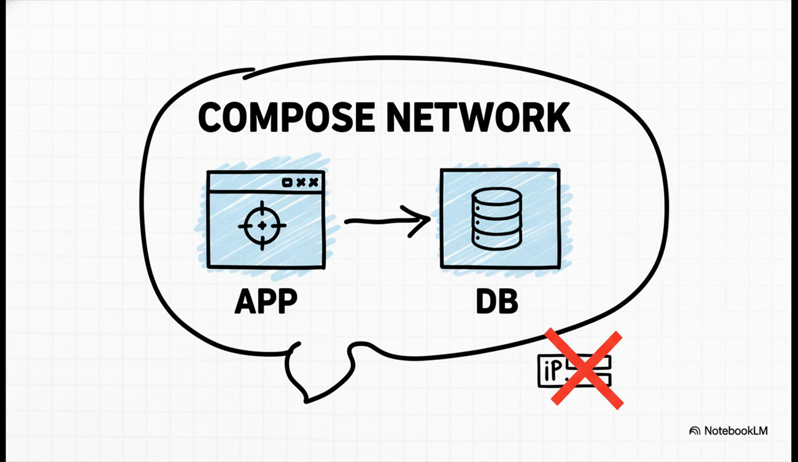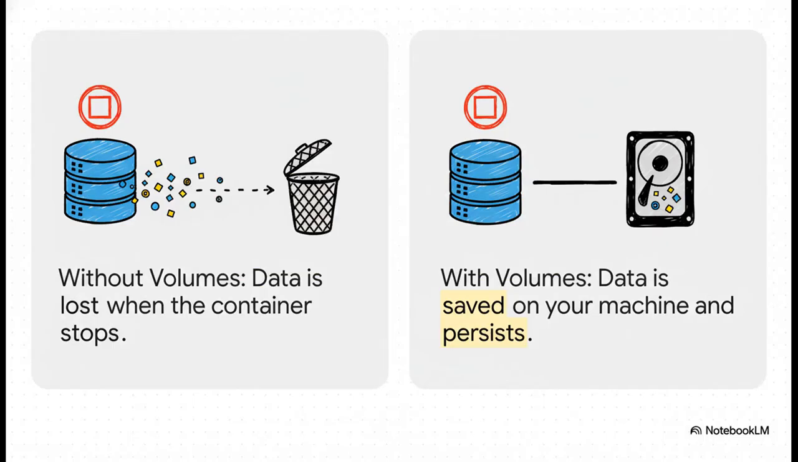It just works. Now, for anything that needs to remember stuff, like a database, this is absolutely critical. It's called data persistence. See, without a volume, if you stop your database container, poof, all your data vanishes. It's gone. But by defining a volume, you're telling Docker, hey, save the data from this container in a safe place on my computer so it survives restarts, upgrades, you name it.